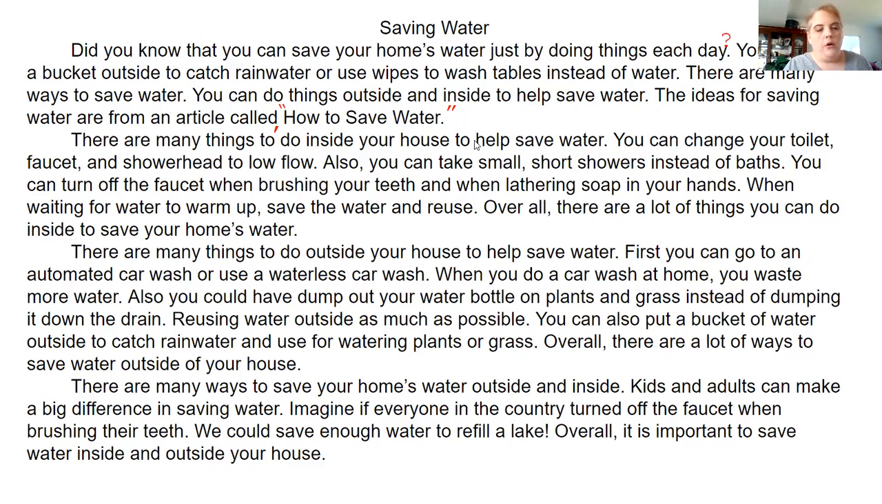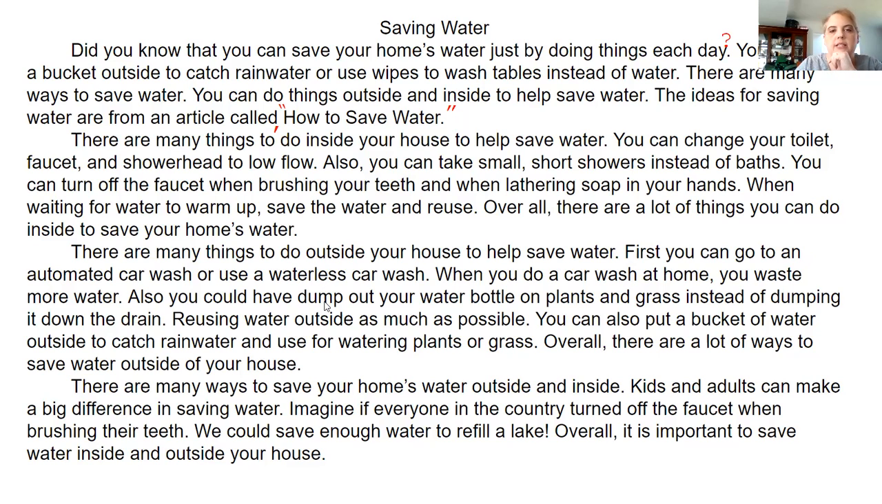So let's go on. We reread it again. We're looking for subject verb agreement issues or other verb related issues. So if we go down here to paragraph number 3, there are many things to do outside your house to help save water. First, you can go to an automated car wash or use a waterless car wash. When you do a car wash at home, you waste more water. Also, you could have dumped out your water bottle on plants and grass instead of dumping it down the drain. That sounds awkward. That doesn't sound right. So we may have to do something with that. Let's hold that thought.